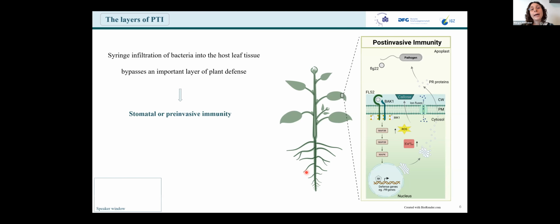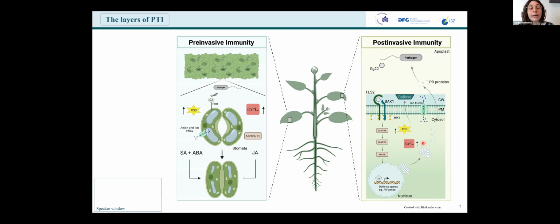So what you can do when you infiltrate bacteria directly into the apoplast is you can observe or study what is happening at a post-invasive stage of infection that I depicted here. But actually what you can't do is making investigations on what happens at the pre-invasive stage. So this phase that is prior to pathogen entry into the leaf tissue.